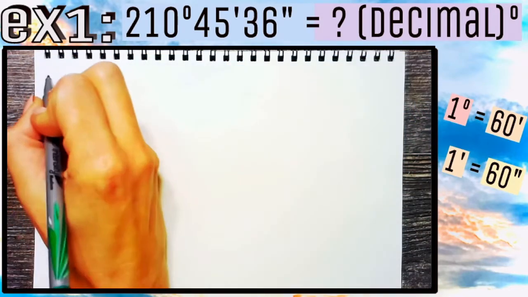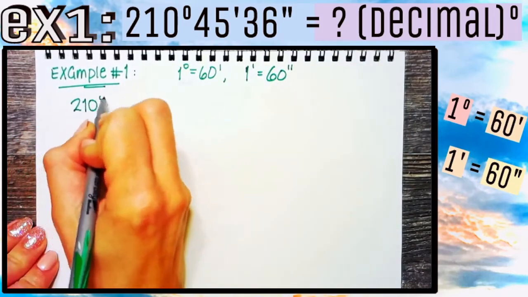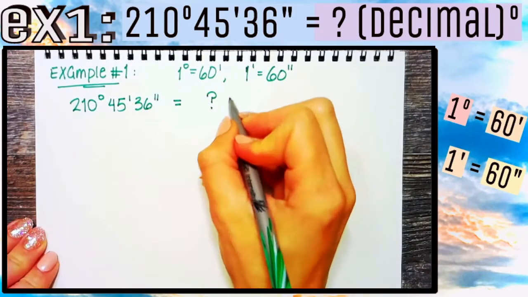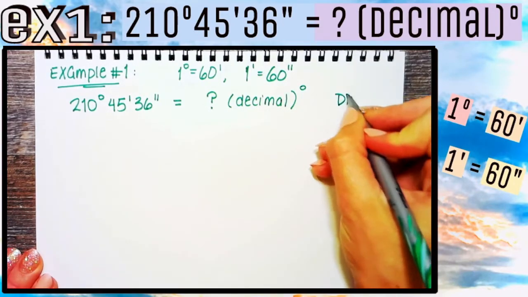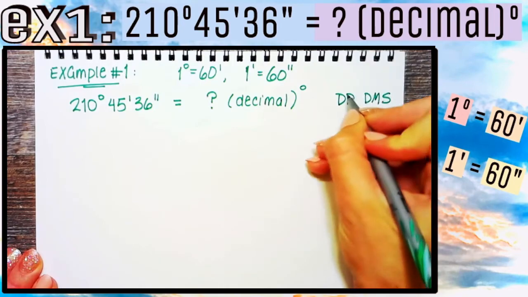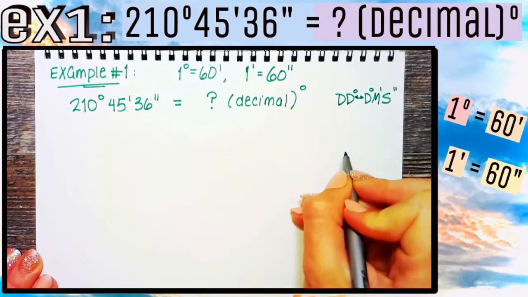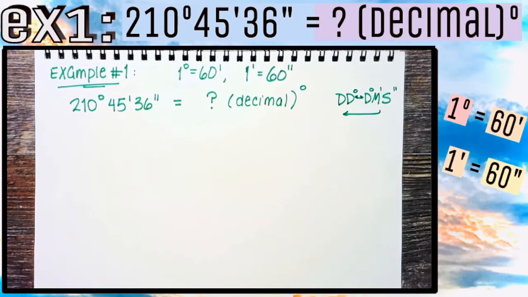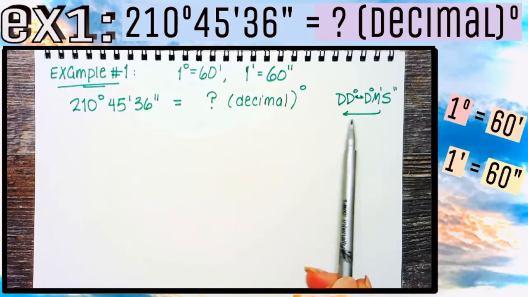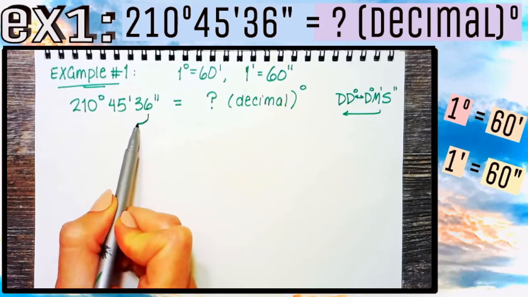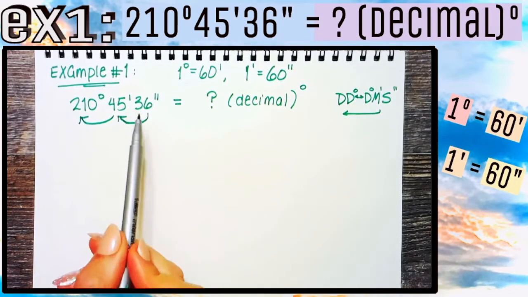In example 1, we want to know how many decimal degrees there are in 210 degrees, 45 minutes, and 36 seconds. If we use this little trick here, where we write out DD, DMS in alphabetical order, decimal degrees, degrees, minutes, seconds, we see that we're trying to go from degrees, minutes, seconds to decimal degrees. So we're going from right to left. And that means we're going to work with these numbers from right to left. Seconds to minutes to degrees. That means I'm starting with the 36 seconds.